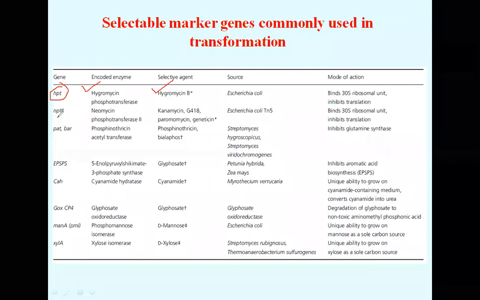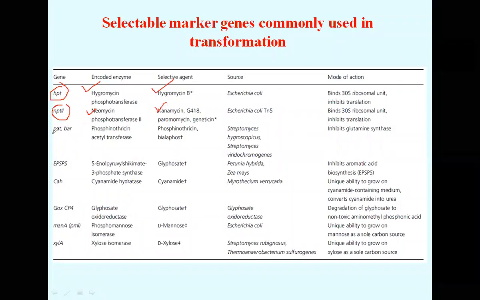The second gene is NPT2. It codes for an enzyme called neomycin phosphotransferase 2. And what does it do? It confers resistance to an antibiotic called kanamycin. So when you incorporate this gene and transform the plant cell, those cells which receive this gene will synthesize neomycin phosphotransferase 2, and as a result they will be able to survive in a medium which contains kanamycin. Those cells which do not get this gene will not be able to survive in the medium containing kanamycin. And the mode of action of this gene is also given.